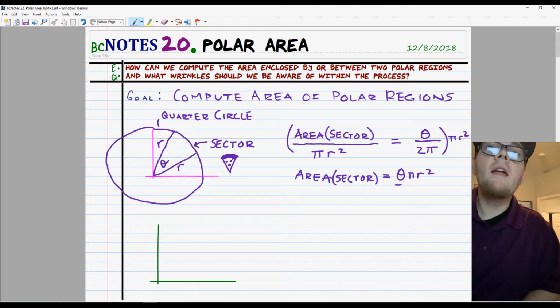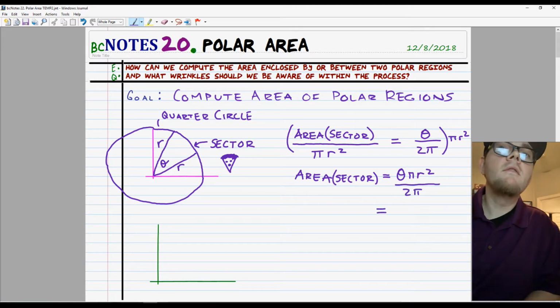We get theta pi r squared over 2 pi. And if we simplify that, you'll notice that the pi's cancel.